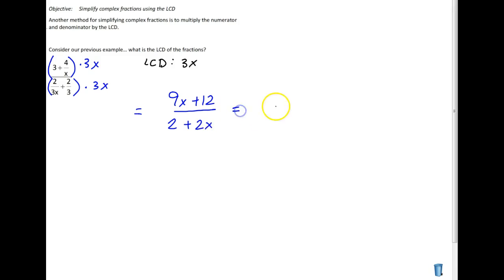Now, this happens to be the same complex fraction that we used in the other example, so I better end up with the same answer. It looks a little different right now. If you're taking notes, we can go back and look at that first page. It looks a little different right now, but that's because I can factor this numerator, right? What comes out of there? Greatest common factor is 3. So that's really 3 times 3x plus 4.